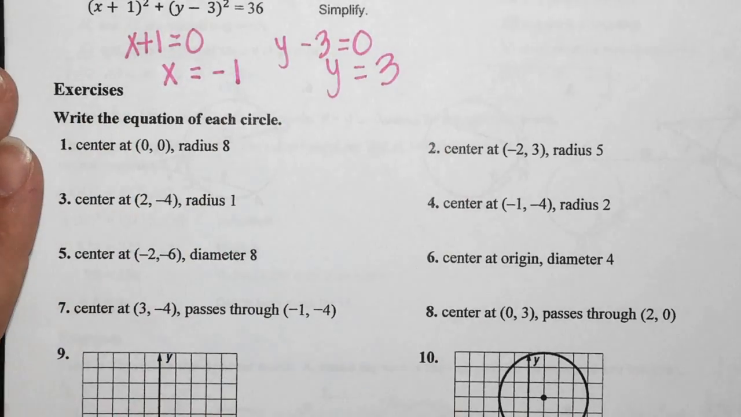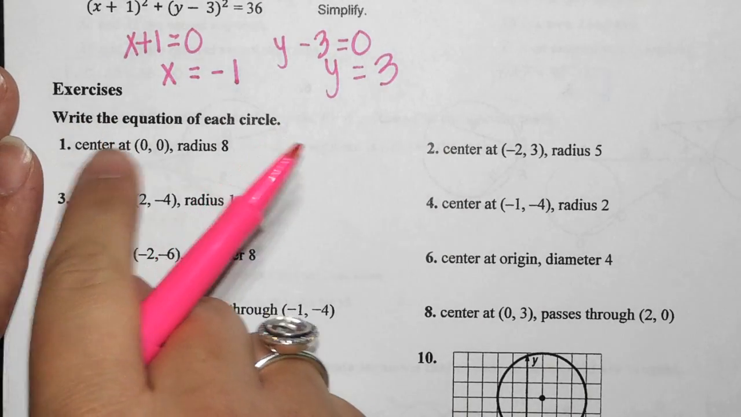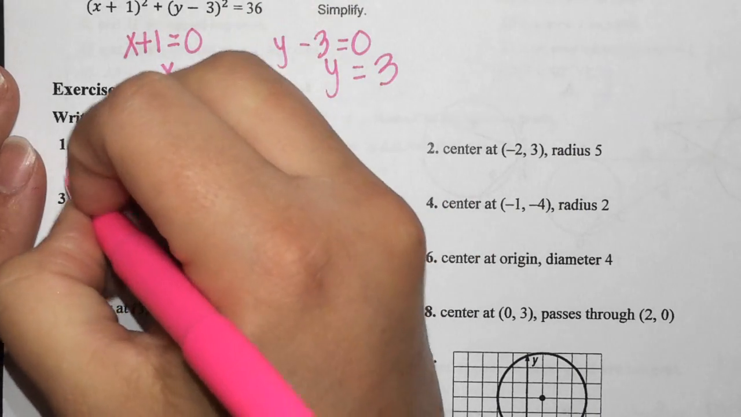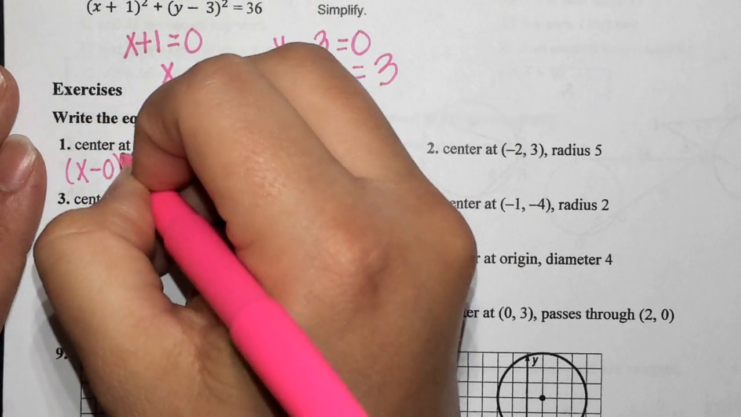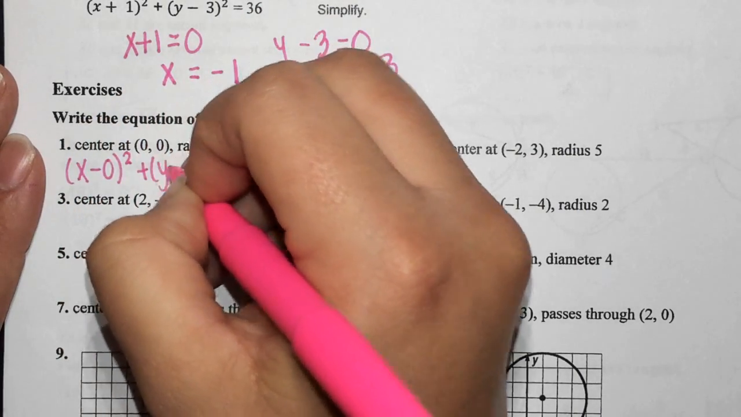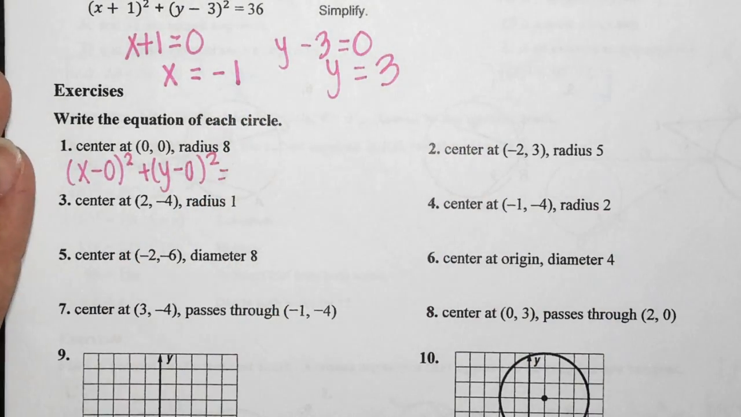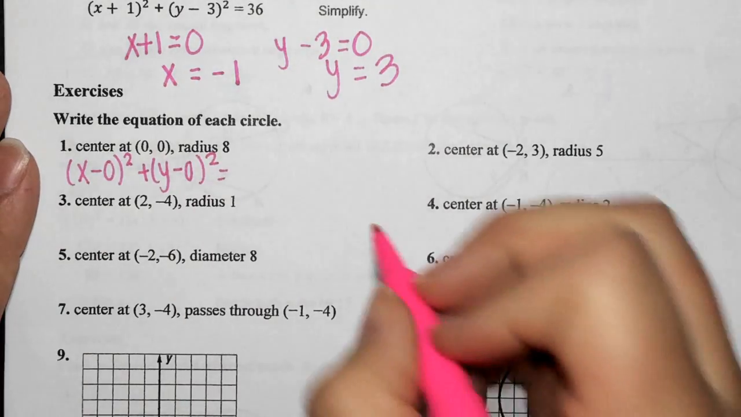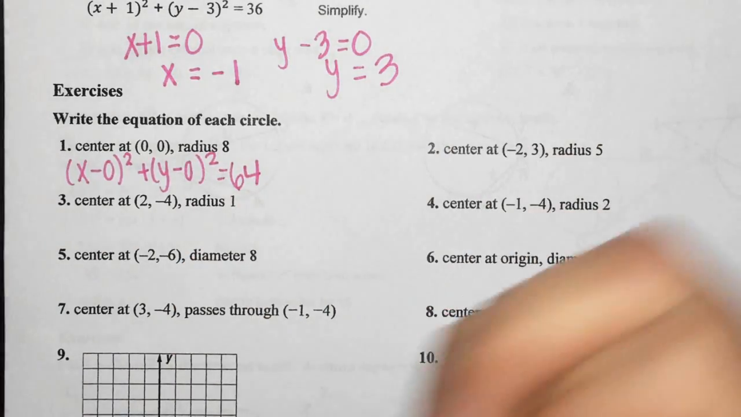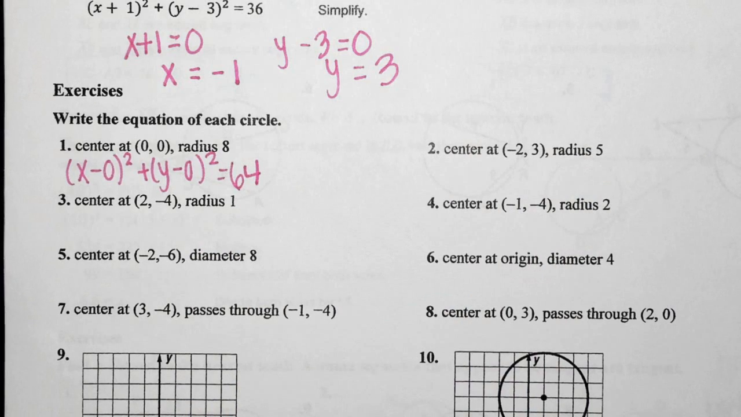Write the equation of each circle. Well, it's at 0, 0. So if you take x minus 0 squared plus y minus 0 squared, your radius is 8. So when you plug it in, 8 squared is 64. But here, I'm only making you write this once. I want you to see what happens.